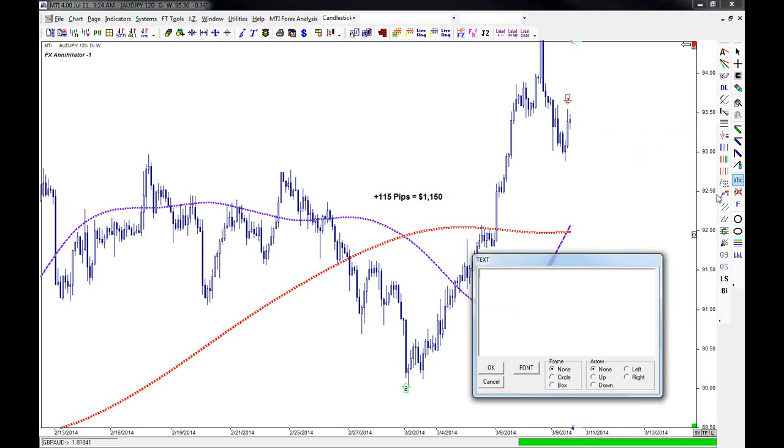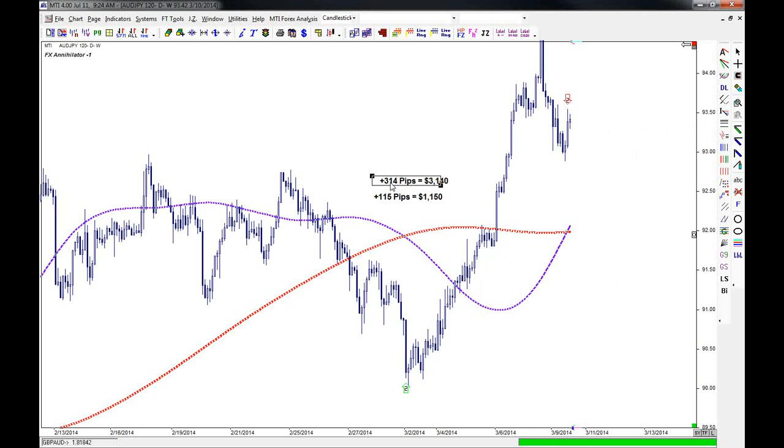314 pips. So you're at 314 pips, or $3,140 US dollars. So let me ask a simple question. How many of you would be okay generating 314 pips, generating $3,000 alone in one trade? How about in two trades generating over $4,000?